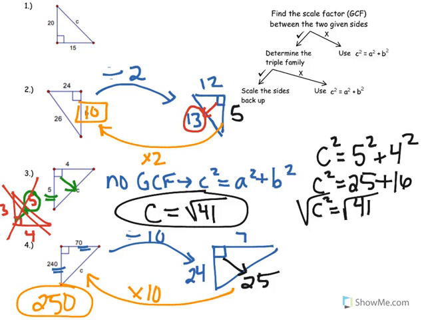So good luck. This is always an option that you can do if you find a triple. And remember, if not, you always go back to using the Pythagorean theorem, okay?